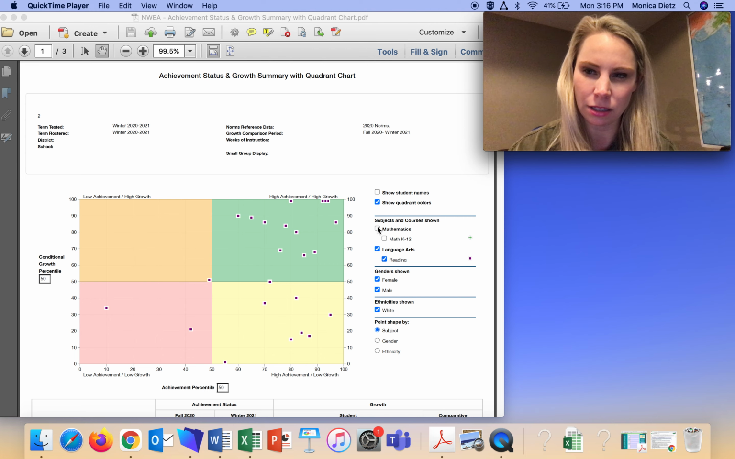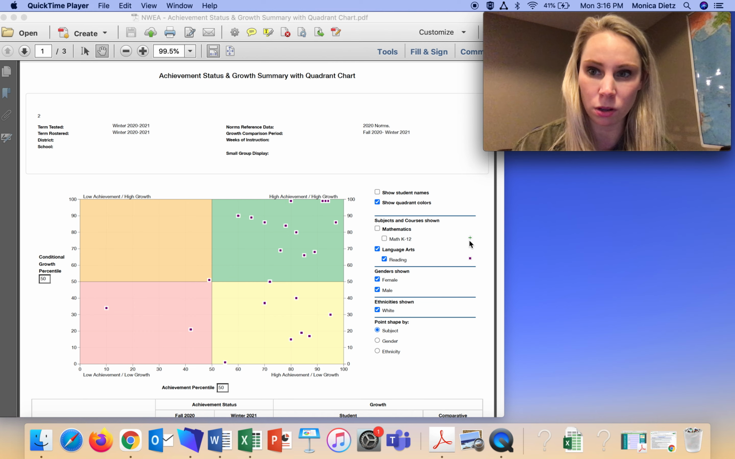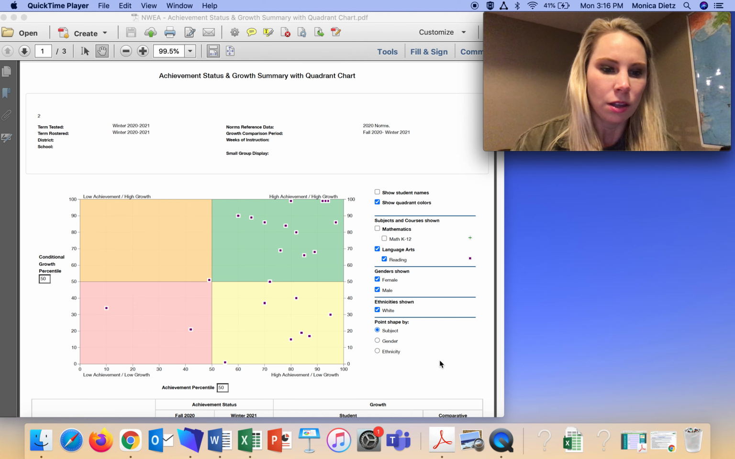I think it's easier usually to look at one subject at a time, but you'll see the math identifier there is a green plus sign. Also, if you're looking at your own class, it makes sense to click Show Names right here so you can see who everyone is. First thing we're going to do is talk about these numbers, okay?